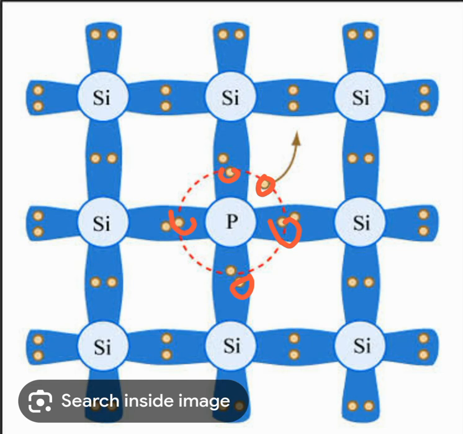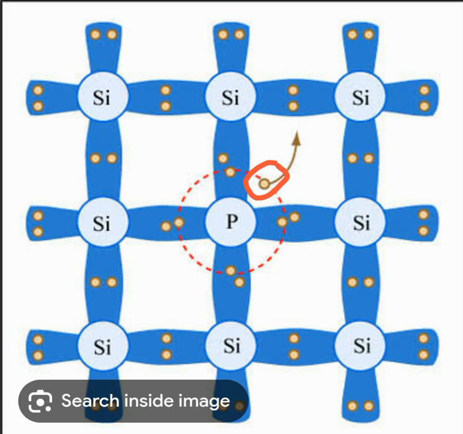So 4 of these electrons form a covalent bonding here, as you can see. This is bond 1, this is bond 2, this is bond 3, and this is bond 4. So it forms a covalent bond with the electrons of the neighboring silicon atom. But after forming the bonding, this one extra electron is left out, so there is an excess of electrons.